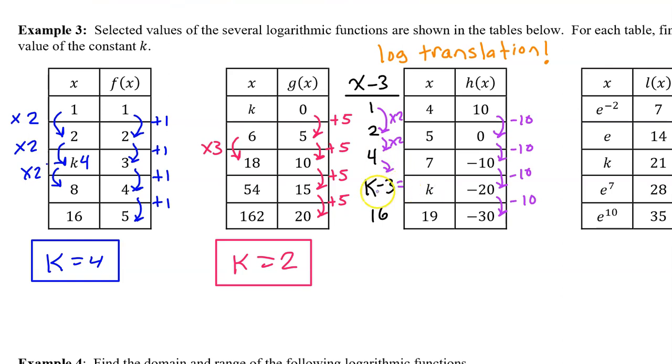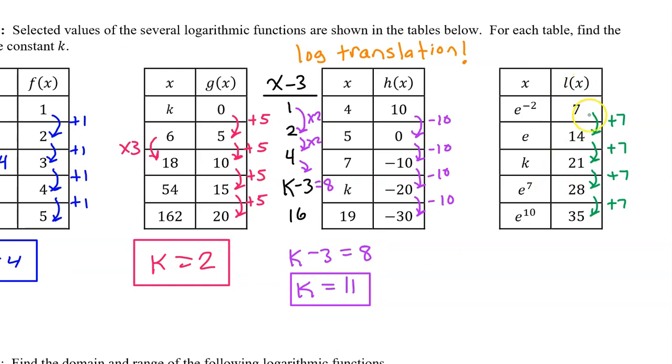So that means this k minus 3 must equal 8. Let's drop down here. K minus 3 must equal 8. Therefore, k is equal to 11. We can sort of check this answer by following through. If we multiply by 2 again, 8 times 2 is 16.